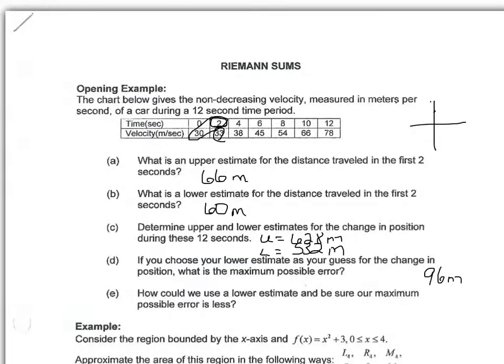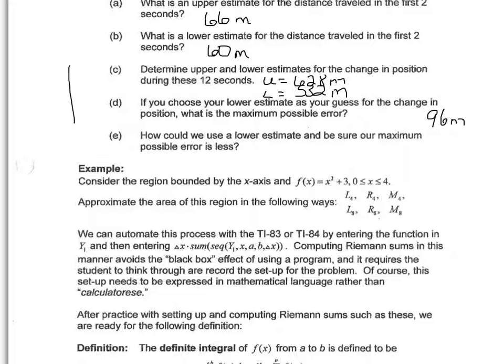All right? On the next section, it says, consider the region bounded by the x-axis and the function x squared plus 3 between 0 and 4. And so we want to approximate the area of this region in the following ways. The L sub 4 means you want to do a left-hand sum with 4 subintervals. This is with the rectangles like we've done before. The R sub 4 means you want to do a right-hand measurement, 4 subintervals. And M sub 4 means that you want to do a midpoint.